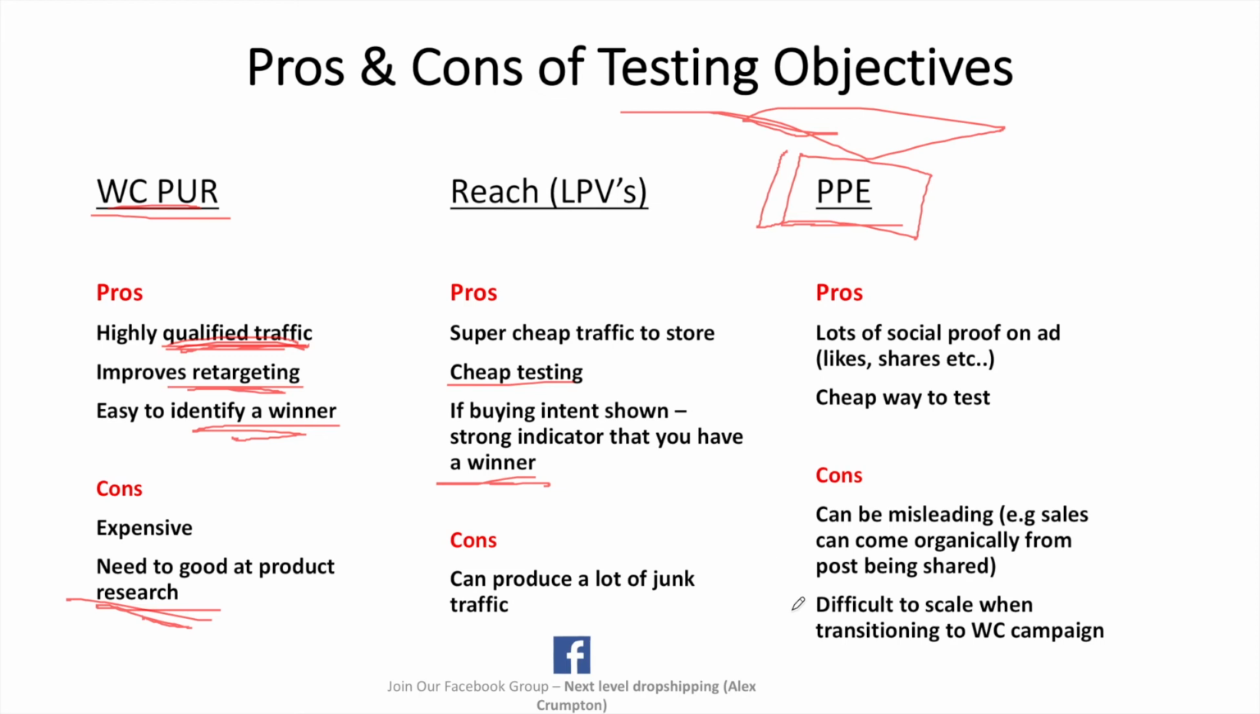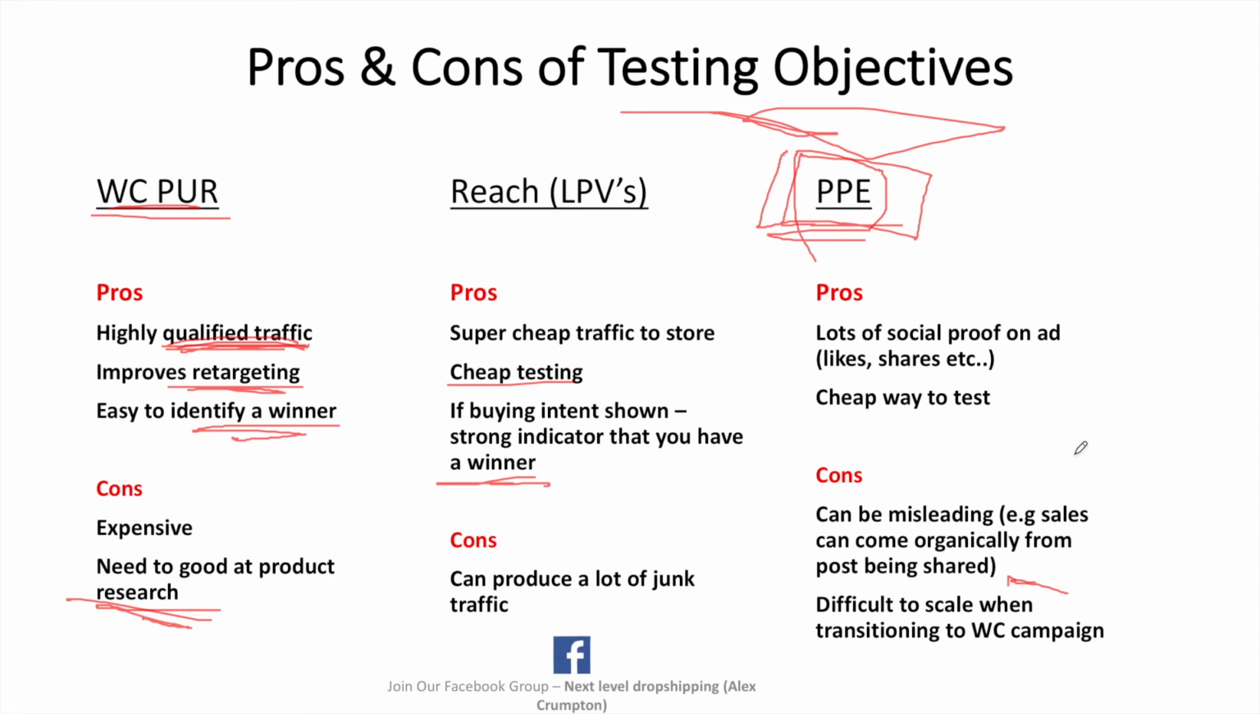It's also difficult to scale. I find it hard to transition a winning PPE campaign into a winning website conversion purchase campaign. The reason being is that you can get sales on PPE, but that doesn't give full validation as to whether or not it's going to work when optimizing for purchase, because it can coincide with that reason I said here. You can be getting sales organically from the post being shared, so it can be a bit misleading as to whether or not you actually have a winning product.